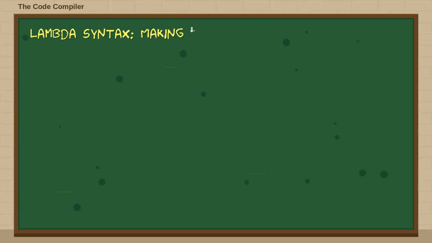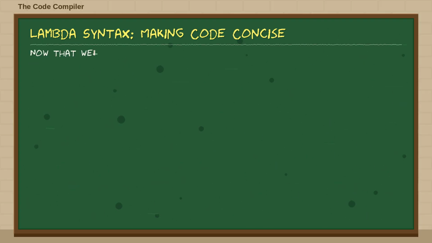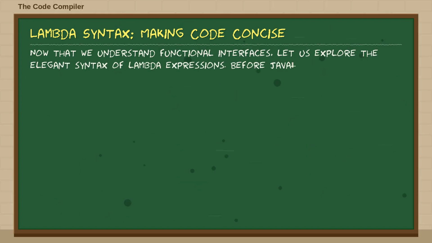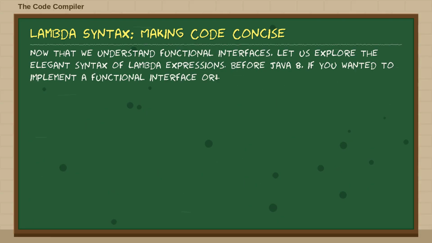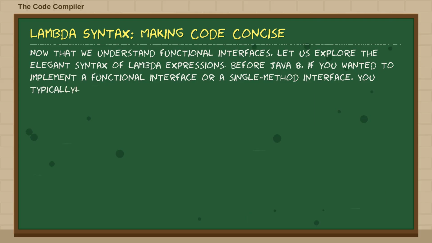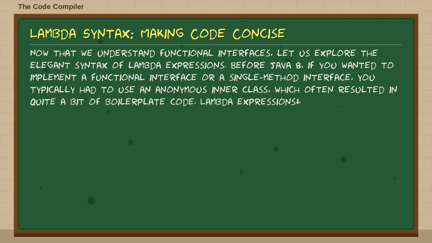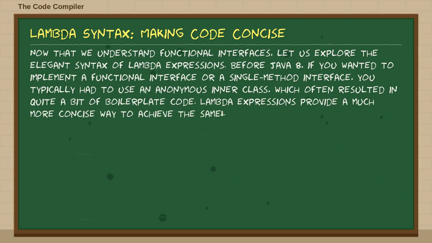Now that we understand functional interfaces, let us explore the elegant syntax of lambda expressions. Before Java 8, if you wanted to implement a functional interface or a single method interface, you typically had to use an anonymous inner class, which often resulted in quite a bit of boilerplate code. Lambda expressions provide a much more concise way to achieve the same result.